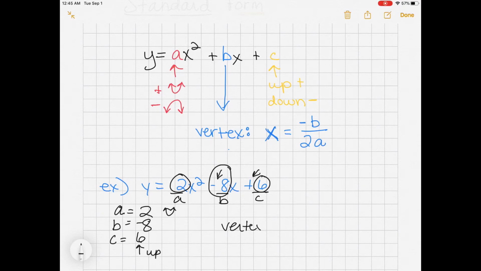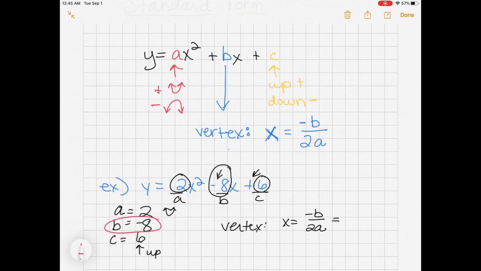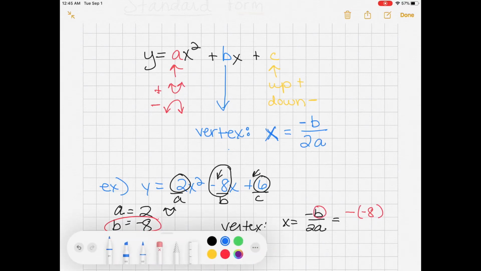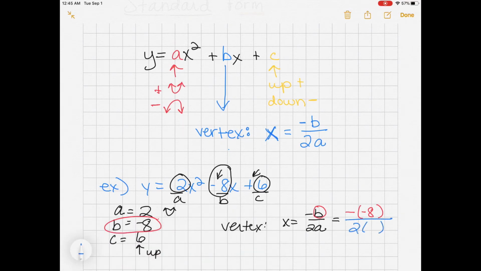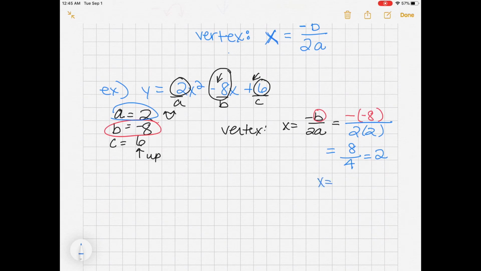And let's find the vertex directly. So remember, x equals negative b over 2a. So if I plug those values in, I know b is negative 8. So a negative b would be a negative negative 8, because if my b value is negative 8, I'm just putting it inside that parentheses. And then we're going to put it over 2 times the a value right here, which is 2. And we know how to do that math. A negative times a negative is a positive. 2 times 2 is 4. If we can simplify that, that's our 2. So we know that our vertex x equals 2.